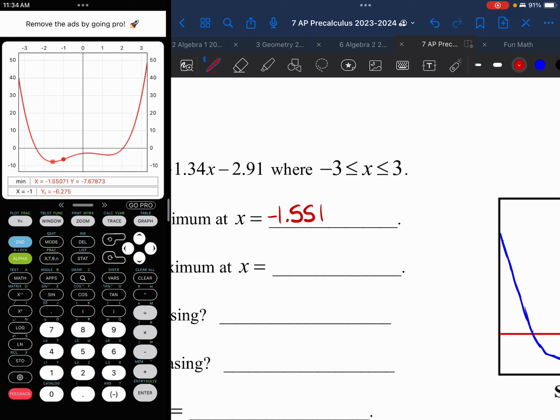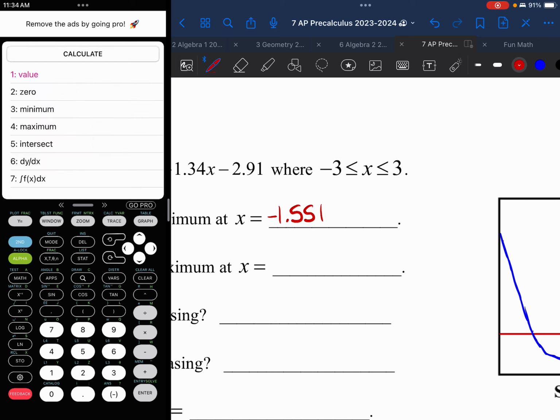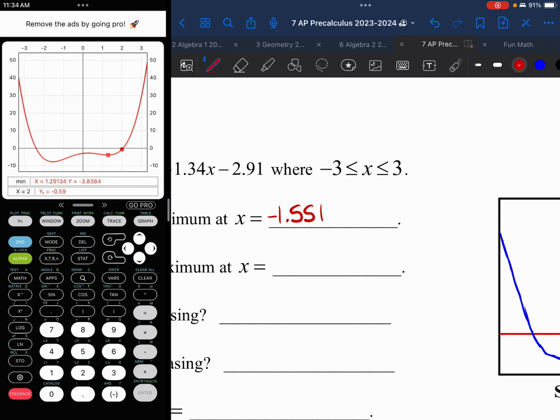We need to find the next x-coordinate, so I'm going to do a second trace to do another minimum. So this minimum is option 3, and my left boundary is going to be about 1, right about there. My right boundary is going to be about 2, so I'm just going to jump over there. And it says, okay, between 1 and 2, the minimum between those values is at the x-coordinate 1.291.